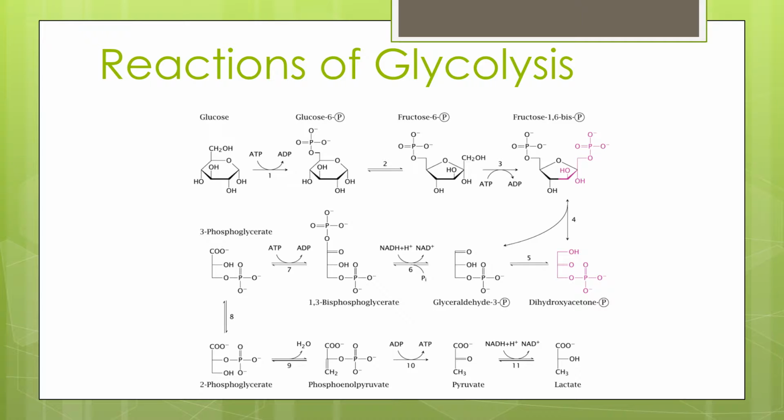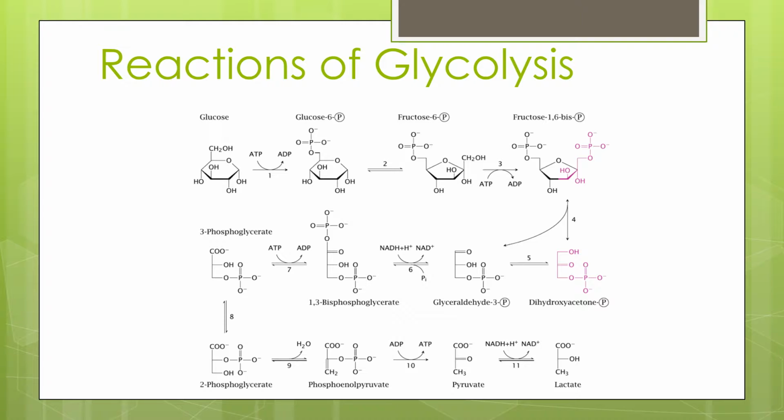Sixth, the dehydrogenation and concomitant phosphorylation of glyceraldehyde 3-phosphate to 1,3-bisphosphoglycerate by glyceraldehyde 3-phosphate dehydrogenase. Seventh, the transfer of the 1-phosphate group from 1,3-bisphosphoglycerate to ADP by phosphoglycerate kinase, which yields ATP and 3-phosphoglycerate.